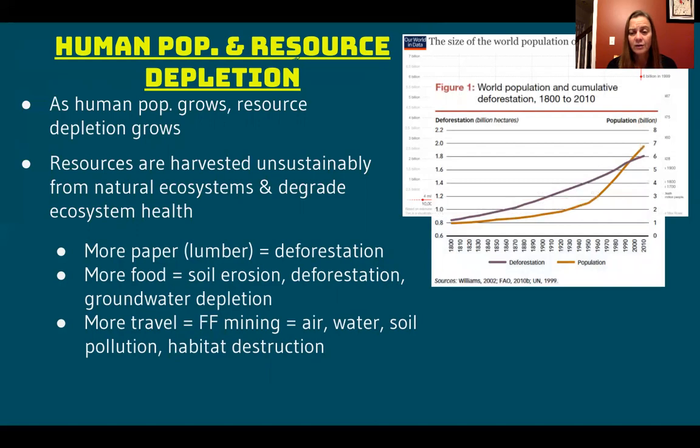So you can see as our population increases, our deforestation increases as well. You can also see on one positive note that the amount of deforestation per person is actually decreasing. So we do have a positive there.